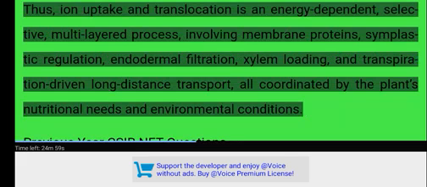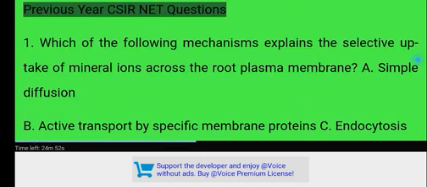Thus, ion uptake and translocation is an energy-dependent, selective, multi-layered process involving membrane proteins, symplastic regulation, endodermal filtration, xylem loading, and transpiration during long-distance transport, all coordinated by the plant's nutritional needs and environmental conditions. Previous year CSIR NET questions.